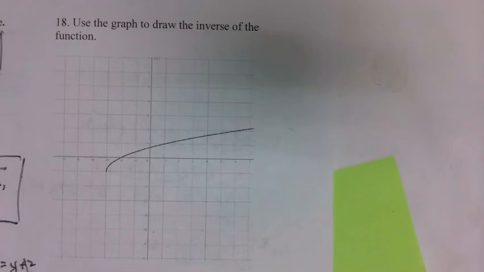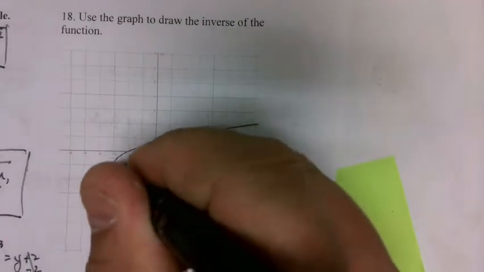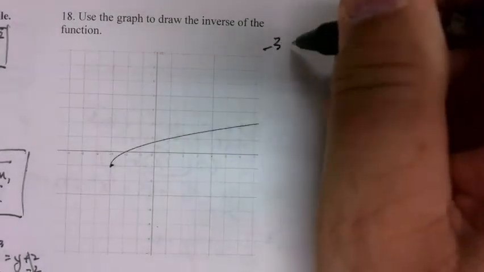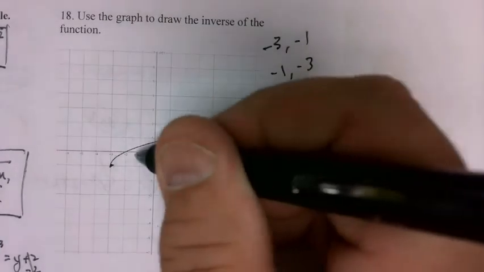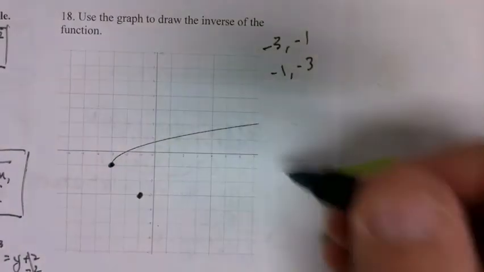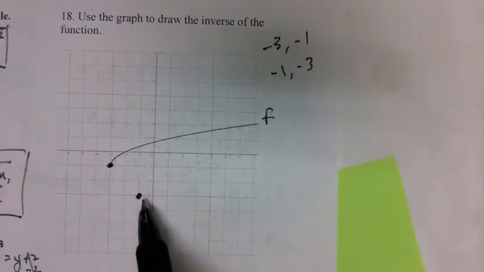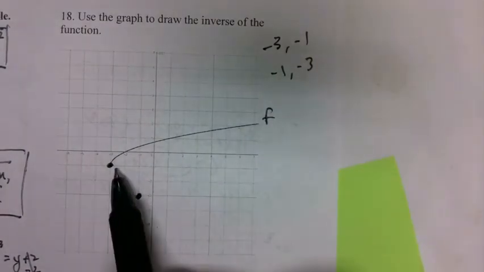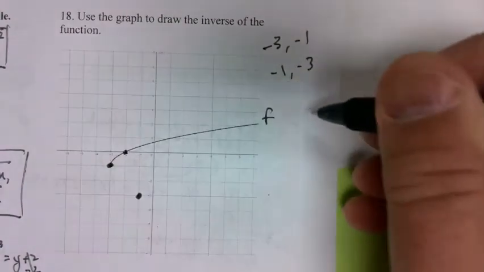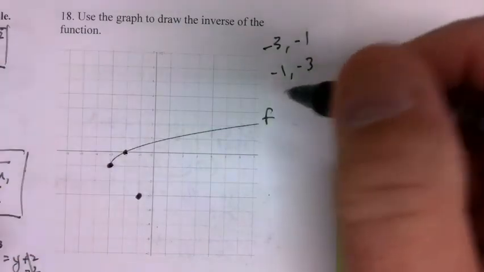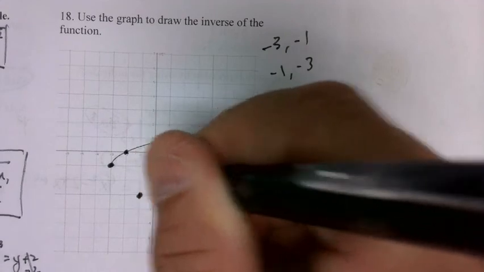Okay. Use the graph to draw the inverse. Well, this graph goes through the point negative 3, negative 1. The opposite of negative 3, negative 1 is negative 1, negative 3. So I'll go negative 1, negative 3, and it's going to start there because the function f started right there, so the inverse is going to start there. I'm going to pick points that go through nice and pretty. Negative 2, 0. So negative 2, 0, flip that goes 0, negative 2, so right there.